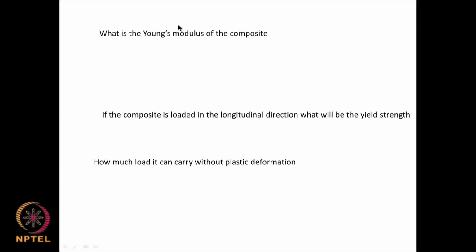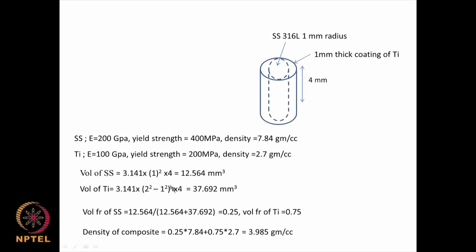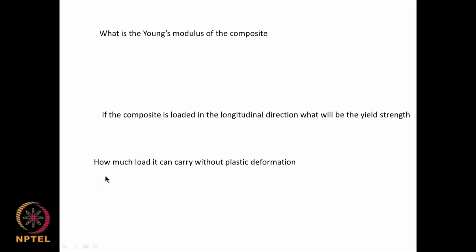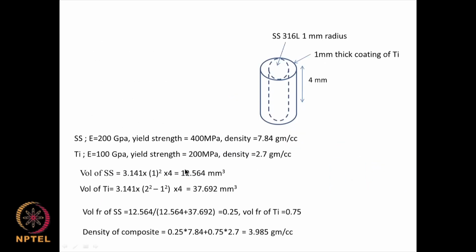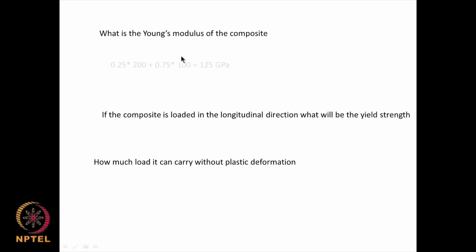What is the Young's modulus of the composite? We know the Young's modulus for stainless steel is 200, for titanium 100. So we use the normal equation, if you remember, the mixture rule: E is equal to Em Vm plus Ei Vi. So 0.25 into 200 plus 0.75 into 100, we get 125 gigapascal. This is the Young's modulus of the composite.